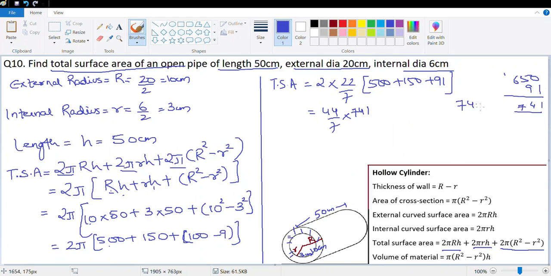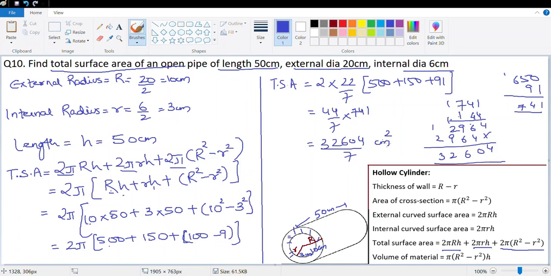741 into 44. 4 into 1 is 4. 4 into 4, 16. 4 into 7, 28 plus 1, 29. 4 into 4, 16. 28 plus 1, 29. So this is 4, 6, 9, 2. 4, 6 plus 4, 10. 9 plus 1, 10. 10 plus 6, 16. That's 10 plus 2, 12. That's 3. So this is 32604 divided by 7 centimeter square. Now we'll have to divide.